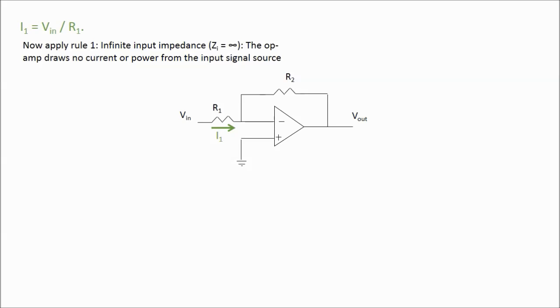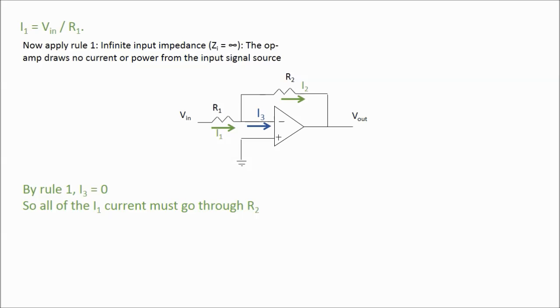Now we'll apply another one of the rules of op-amps. Rule 1, the infinite input impedance. That tells us that the op-amp doesn't draw any current from our signal source. Now, it's just the op-amp itself that doesn't draw any current from the signal source. It doesn't mean that our circuit as a whole doesn't draw current. In fact, our circuit as a whole right now is drawing a current I1 from our input source. But the op-amp itself is not going to use or to accept any of that current.